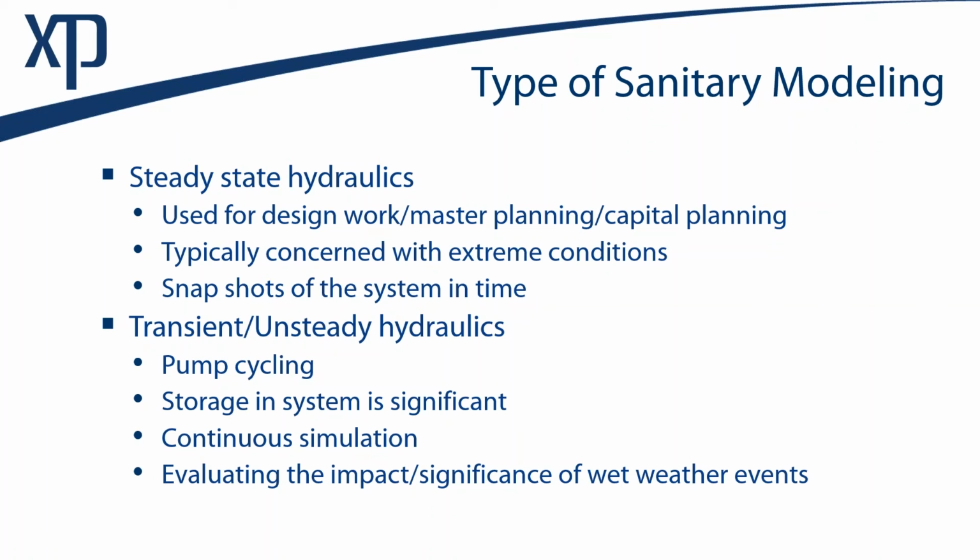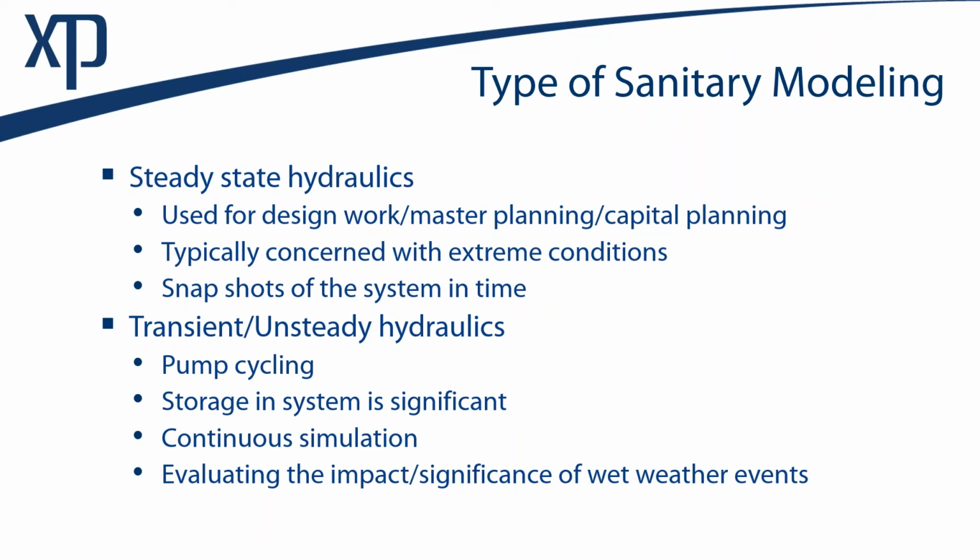So I'm sizing a pipe and I just want to find out if it, on its own, will be able to accommodate 14 cubic feet per second of flow, or whatever the parameter is. And steady state models are designed to give us a snapshot of the system at some point in time. So typically it's used on the design side of the house.